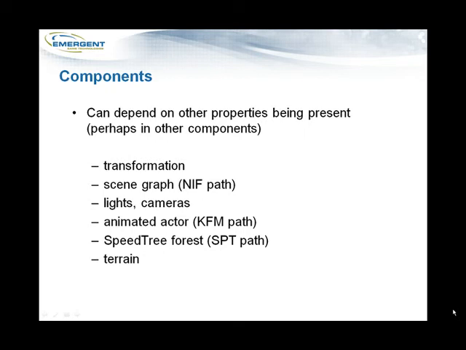Some of these components can depend on other ones. For instance, both the actor and the scene graph depend on a transformation. An entity that has a scene graph component must also have a transformation component. That way, the system as a whole knows where to place that entity's scene graph in the world coordinate system.